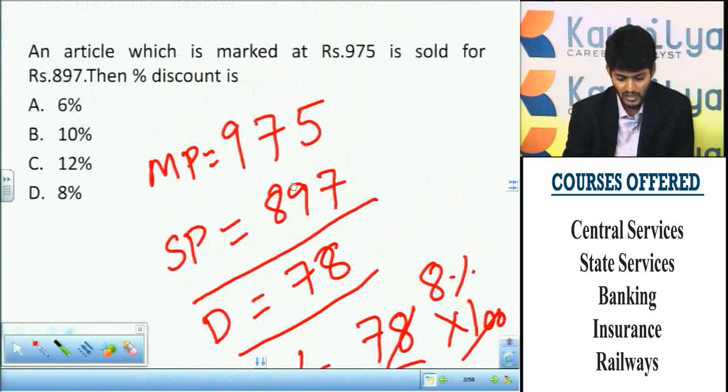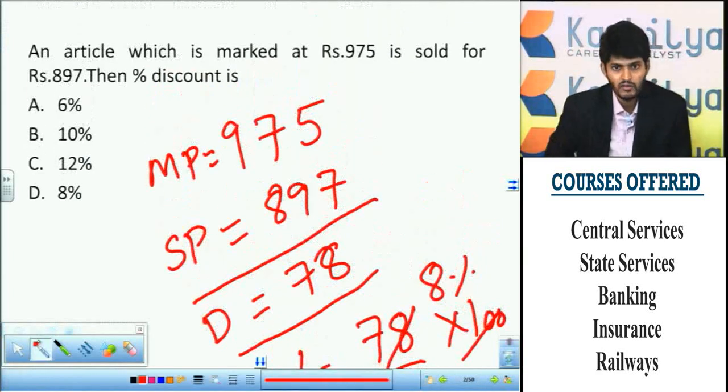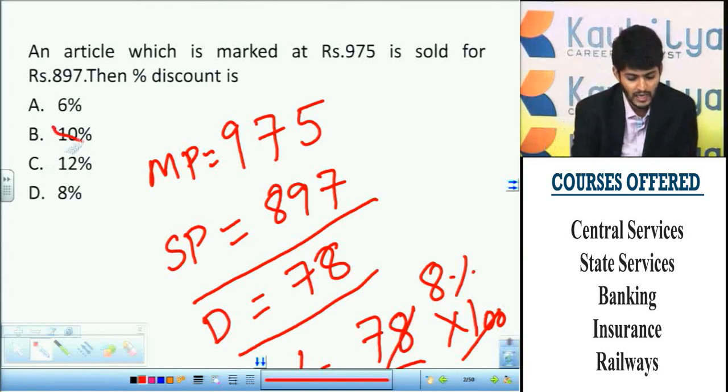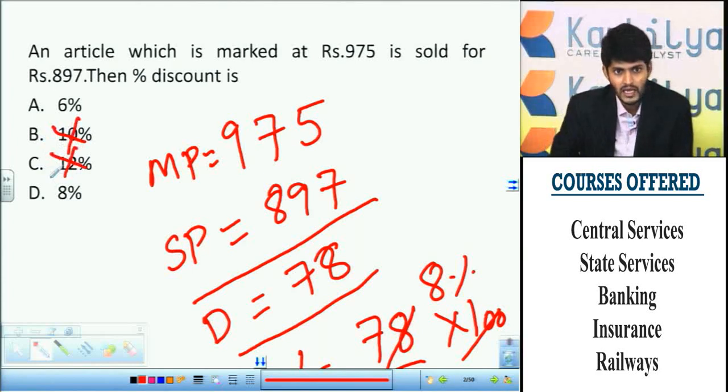So whenever I am dealing with this problem in the examination, my first focus would be to calculate the discount, which is around 78 rupees. And since I have seen that the marked price is around 975 rupees, roughly I will calculate, okay, 10% of 975 would be 97 rupees 50 paise. Since the discount that he has availed is 78 rupees, I can easily rule out option B and option C. So the only answer would be either option A or option D.